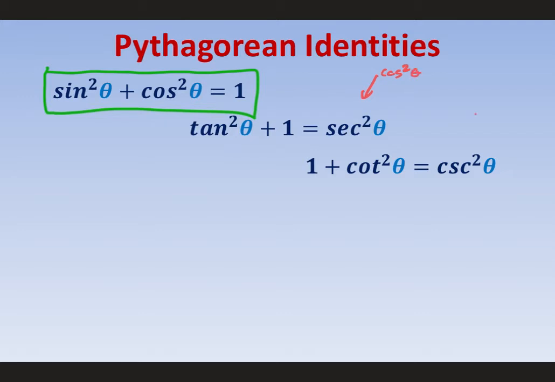And then this one is everything divided by sine squared theta. Same kind of reasoning here. Sine squared divided by sine squared is 1. Cosine squared over sine squared is cotangent squared. 1 over sine squared is cosecant squared. So if you memorize this one at least, and then this little trick to get the other two, you're good.